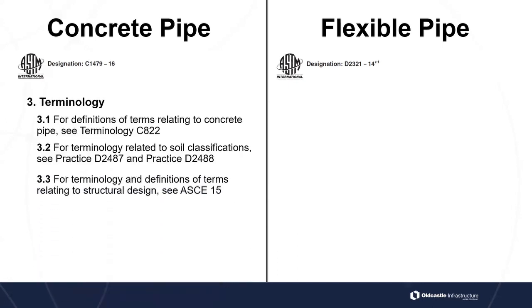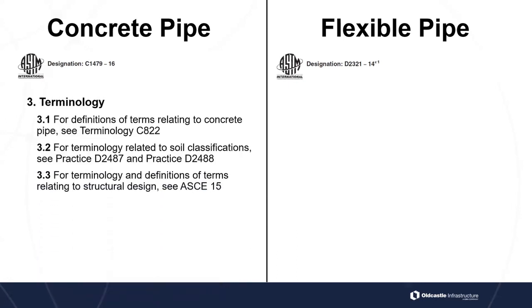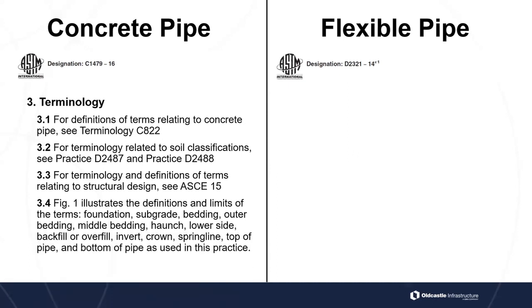So when we move on to section 3, we'll look at terminology here. It talks about the different definitions and where to find those. As I mentioned before, in terminology, they reference C822 for the terminology as it relates to the concrete pipe. There's also D2487 and D2488 for soil classifications, and then ASCE 15 for the structural design of the pipe. So that's the terminology there. When we look at another one here, we've got Figure 1 that illustrates definitions and limits of the terms. It talks about foundation, subgrade, bedding, all of the things in the cross section of the pipe that we look at in there.